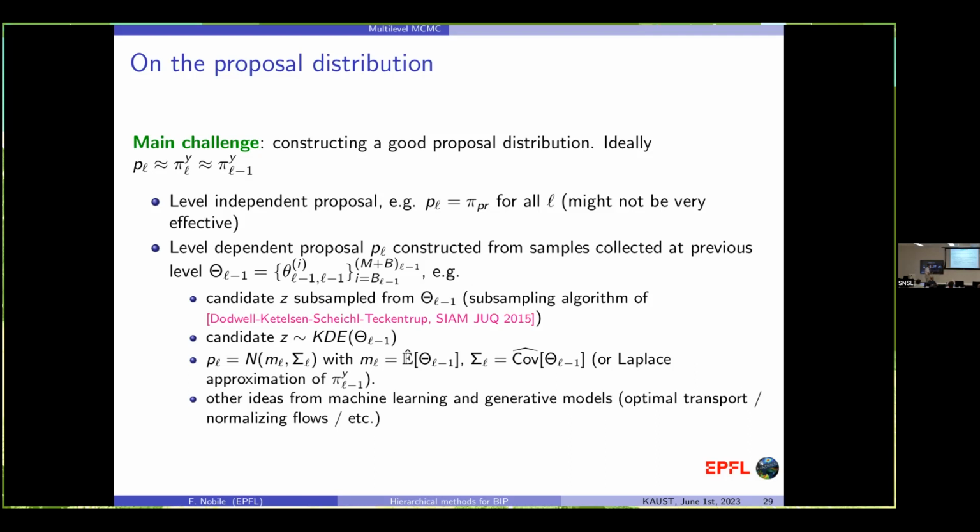Just to mention, in the original paper by Schaikel and co-authors, what they were doing is just subsampling from the previous chain. Okay, it's a pure subsampling strategy, which might have drawbacks in the sense that if you only do subsampling, you will never explore new states from one level to another. So if your distribution at level zero is quite far from the distribution at level L, this algorithm will not work. You need some randomization.